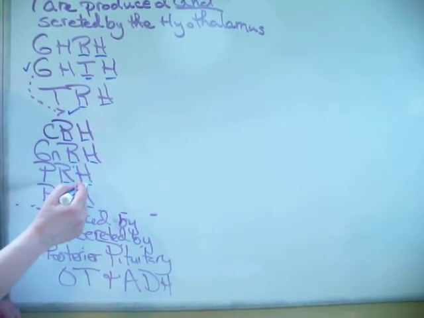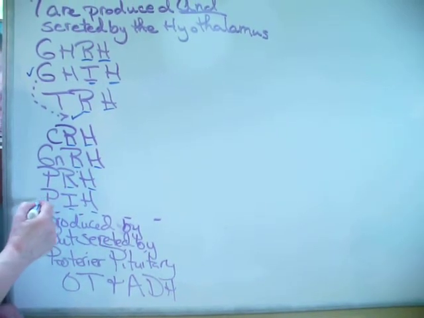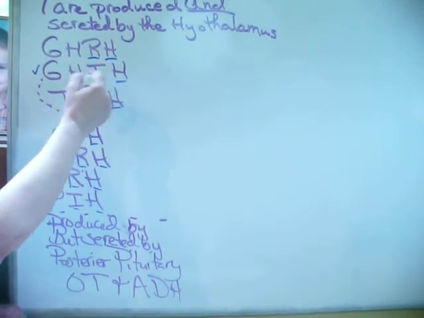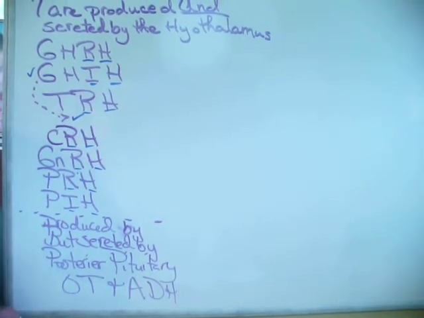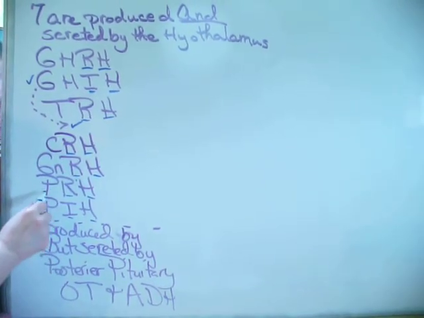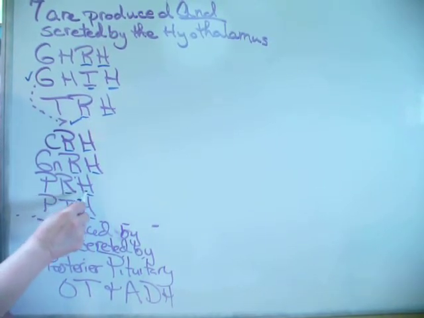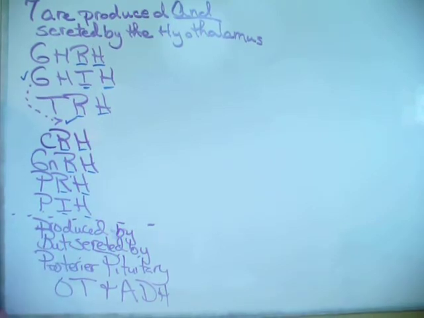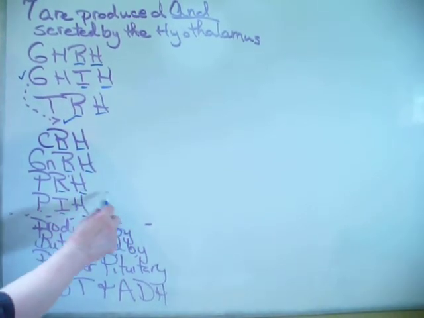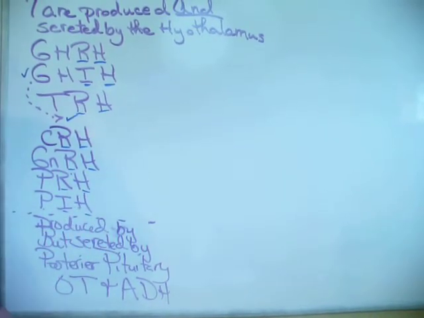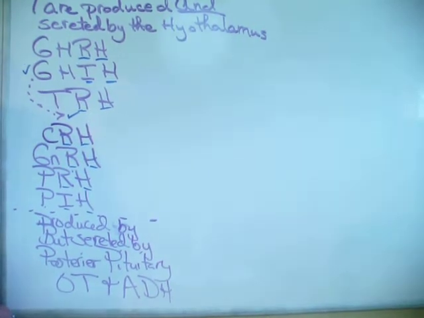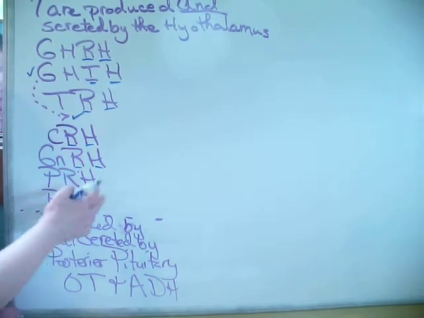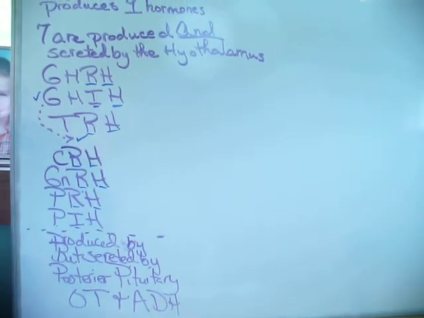LH, luteinizing hormone. PRH and PIH are like GHRH and GHIH in that they are paired, and this is prolactin releasing hormone and prolactin inhibiting hormone. Again, stimulating or inhibiting the anterior pituitary from the production and secretion of a hormone. All part of these negative feedback loops.